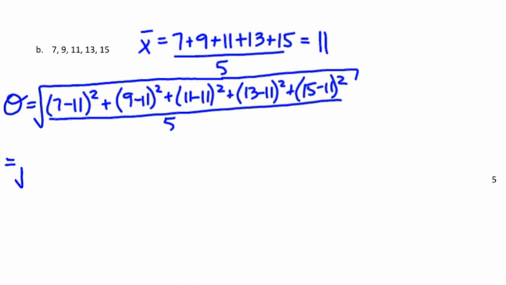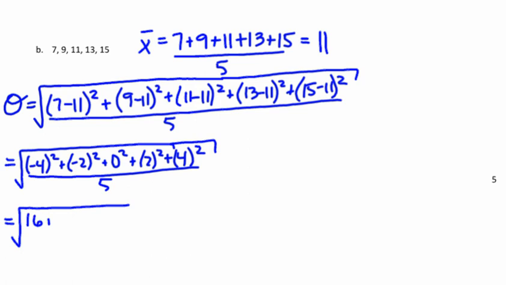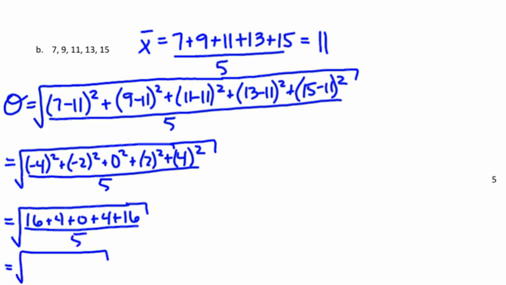Simplifying, square root, 7 minus 11 is negative 4 squared, plus negative 2 squared, plus 0 squared, plus 2 squared, plus 4 squared, divided by 5. 16 plus 4 plus 0 plus 4 plus 16 divided by 5 gives us the square root of 40 divided by 5, which is really the square root of 8, which gives us 2.83 as our standard deviation.